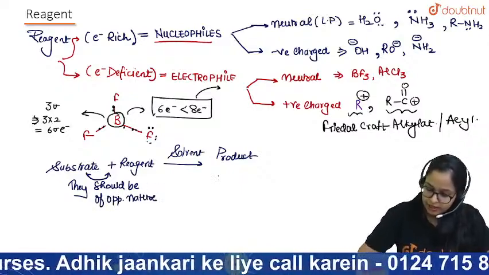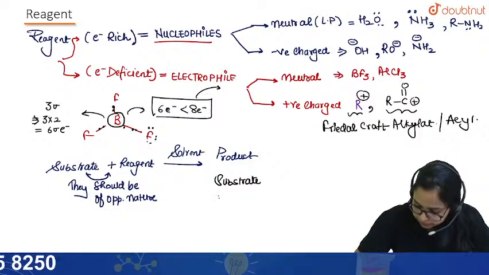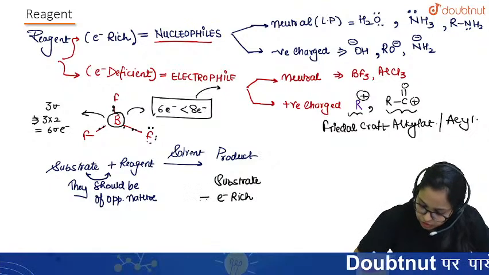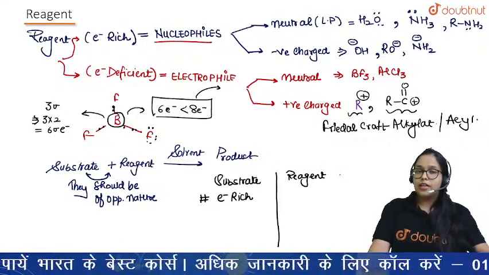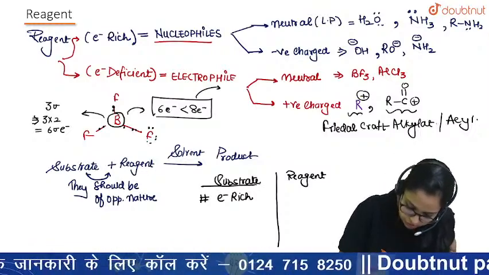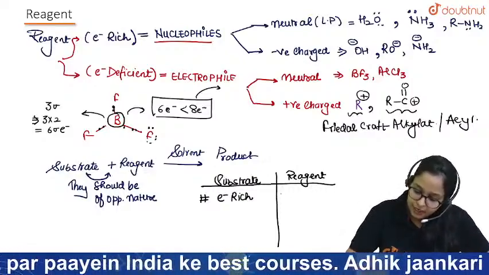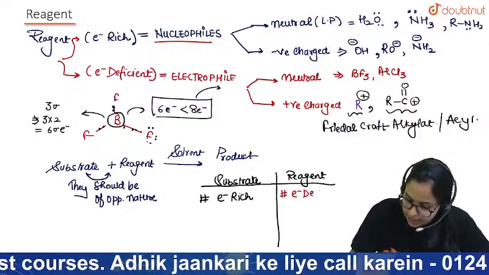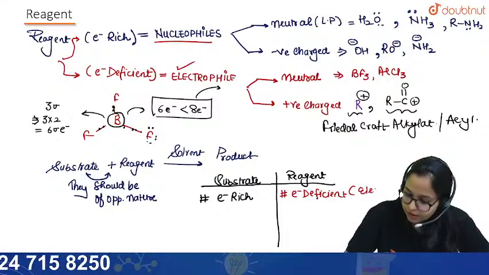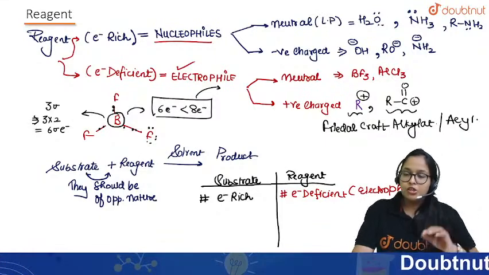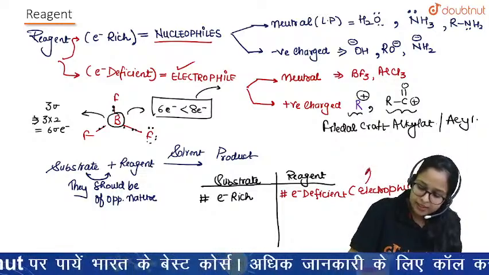If I take the substrate as electron rich, what type of reagent will you use? Will you use an electron rich reagent or an electron deficient reagent? If the substrate is electron rich, the reagent has to be of opposite nature. That is, you have to use an electron deficient reagent, which, as we know, is commonly known as an electrophile. So when we have substrates which are electron rich, the electron deficient reagent, that is the electrophile, is used.